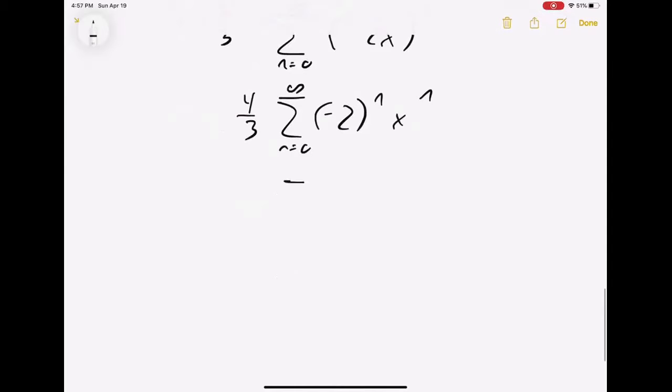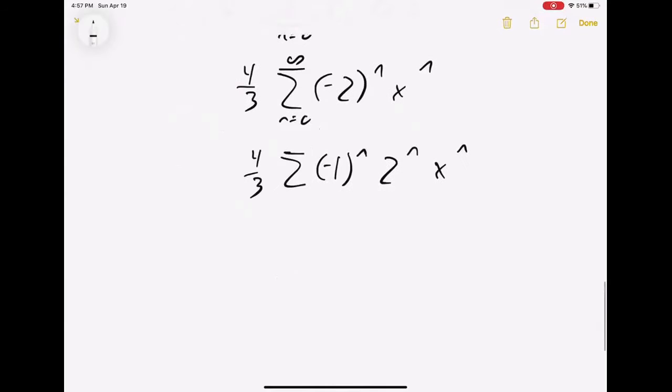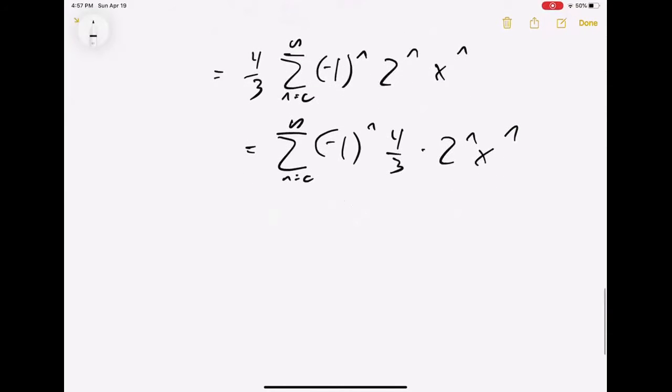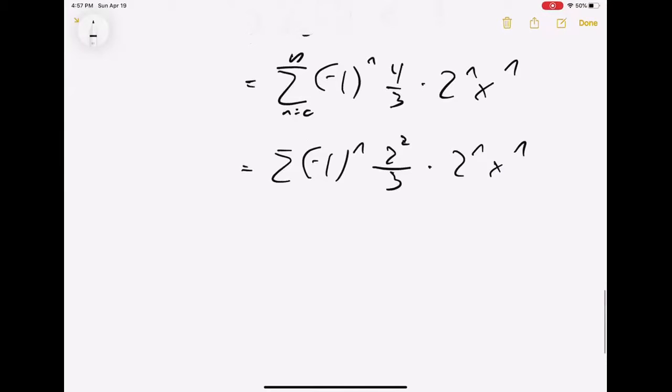I could split it up like this, and then even further to negative 1 to the n, 2 to the n, x to the n, 4 over 3. And then let's bring that 4/3 inside. Notice that 4 is 2 squared, and I got 2 to the n times 2 squared. So I could rewrite this.